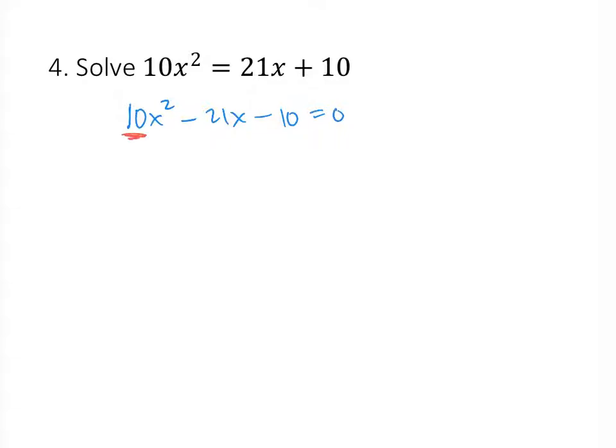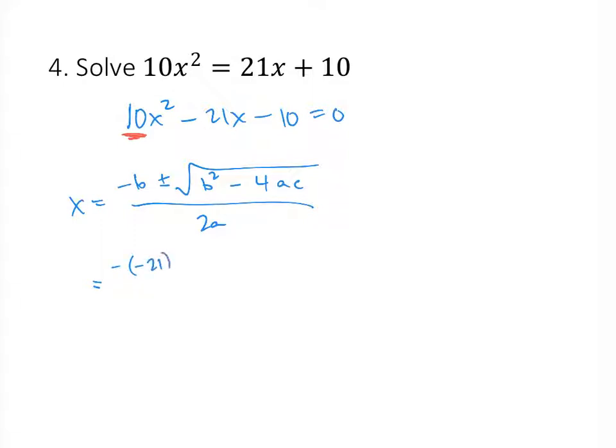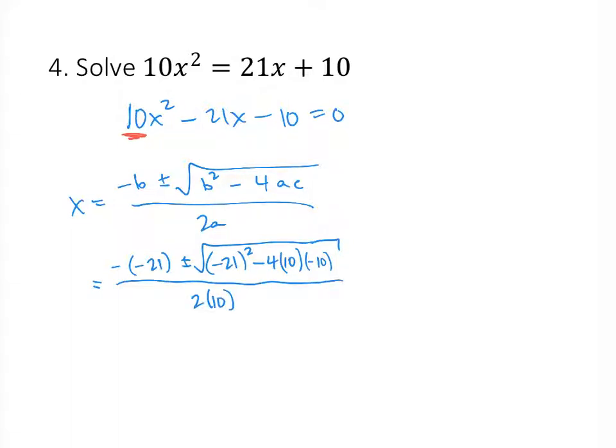So my advice in these situations is to not even try to factor it, just go ahead and use the quadratic formula. So the quadratic formula tells us that our solutions are x equals minus b plus or minus the square root of b squared minus 4ac, all over 2a. So the b is -21, so we get minus -21 plus or minus the square root of 21 squared minus 4 times a, which is 10, times c, which is -10. All divided by 2a, so 2 times 10.